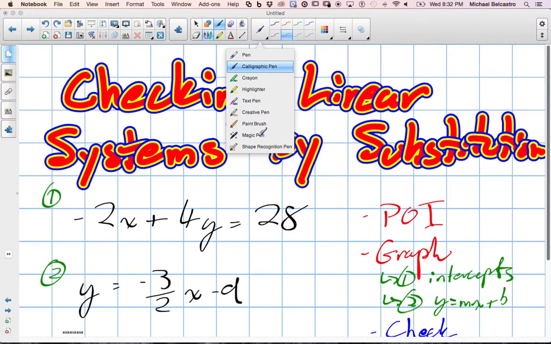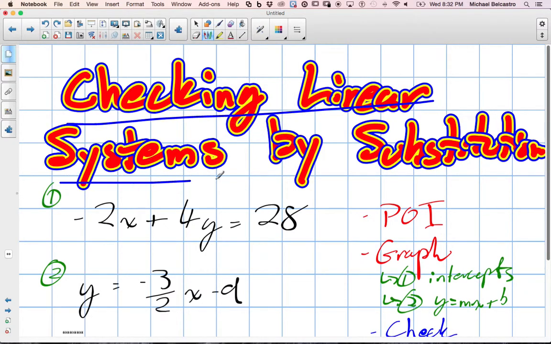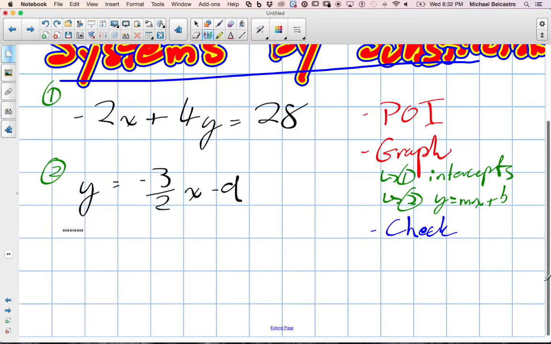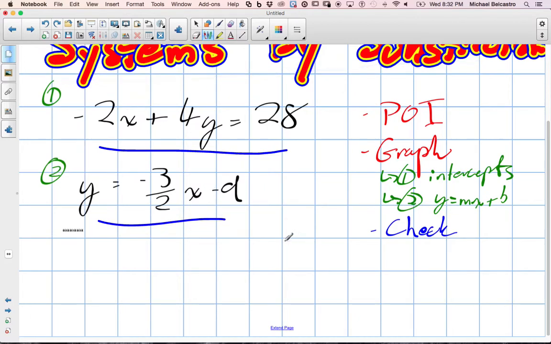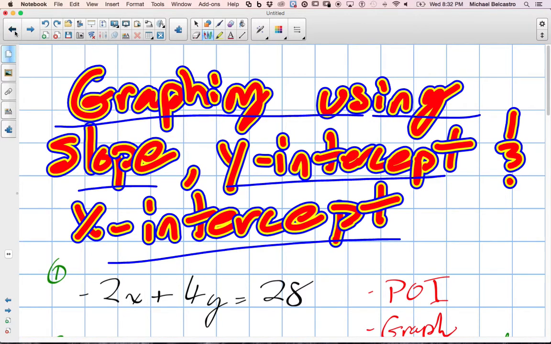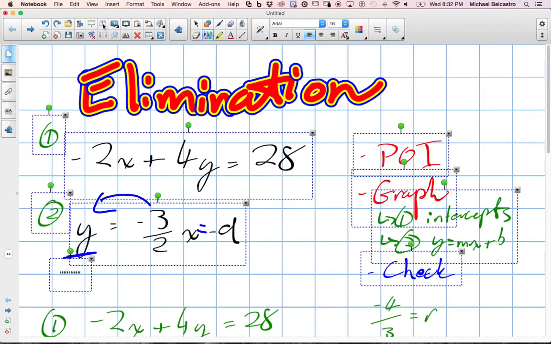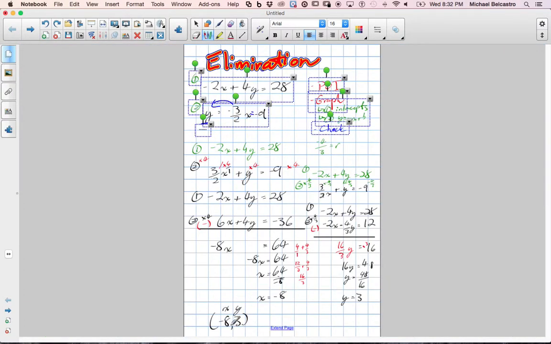Now we're going to look at checking linear systems by substitution. So we've already put a bit of background work into this. We solved this already. We used elimination. So I'm going to jump back in our notes a little bit. Here it is. And we found that the point of intersection was -8 and 3.